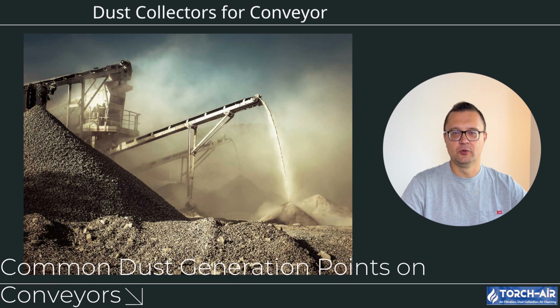Common dust generation points on conveyors. Dust emissions in conveyor systems typically occur at these key locations. Transfer points, where materials are transferred from one conveyor to another. Loading and unloading areas. Dust is stirred up when materials are loaded onto the conveyor or discharged at the end point. Junctions and bends. Areas where the conveyor changes direction can stir up and release dust. Targeting these areas for dust control is crucial to keep your conveyor systems clean and safe.